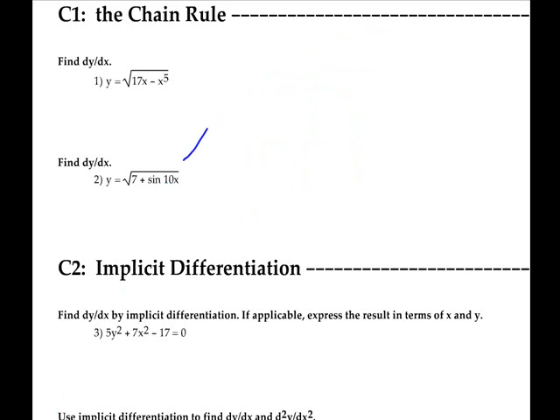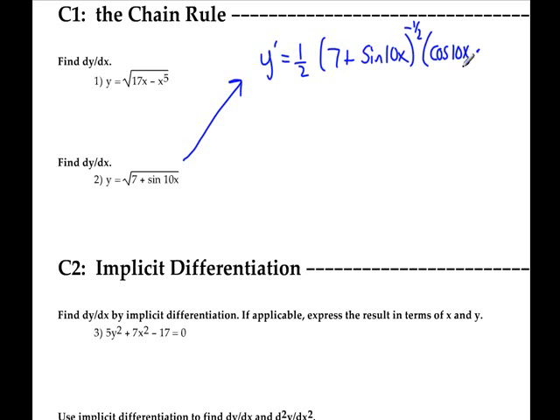Number two, we're asked to do the same thing, just find a derivative. So y prime would equal 1/2 times 7 plus sine 10x to the negative 1/2. But we have to multiply by the derivative of this inside function. The derivative of 7 is 0. The derivative of sine is cosine, so cosine 10x, times, I have another inside function here, 10x is inside cosine, so I have to multiply by the derivative of 10x, which is 10.